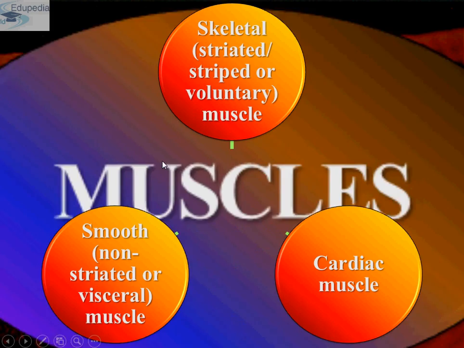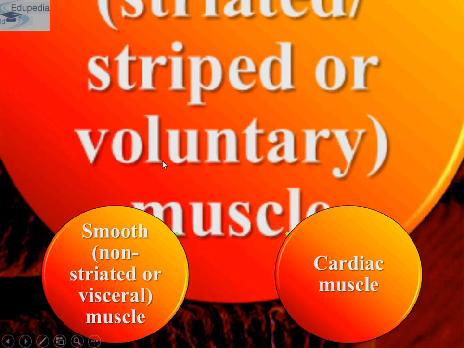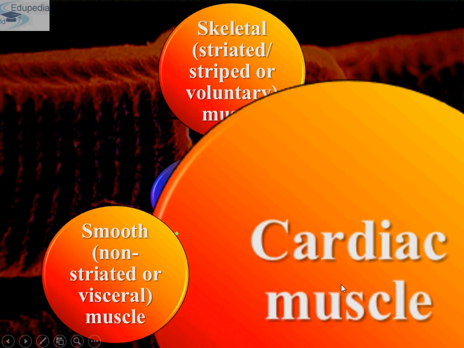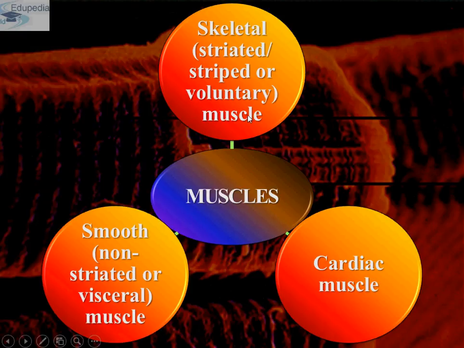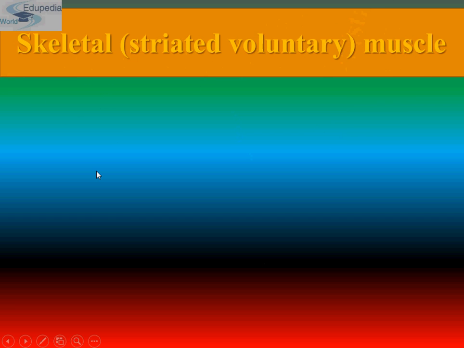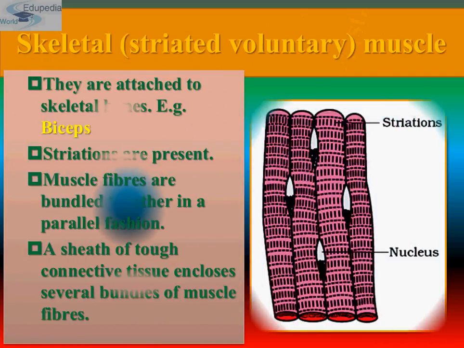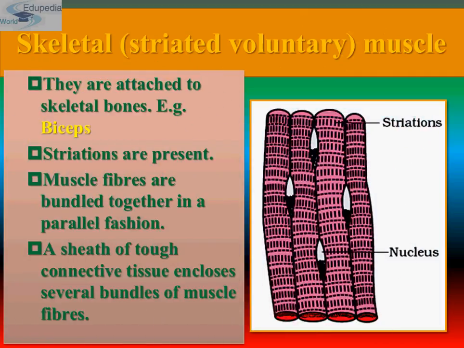As I have told you, it is of three types: skeletal, smooth, and cardiac. Skeletal muscles are also known as striated or voluntary muscles, and smooth muscles are also known as non-striated or visceral muscle. Now we will be studying skeletal muscle in detail. Skeletal muscle tissue is closely attached to skeletal bones.